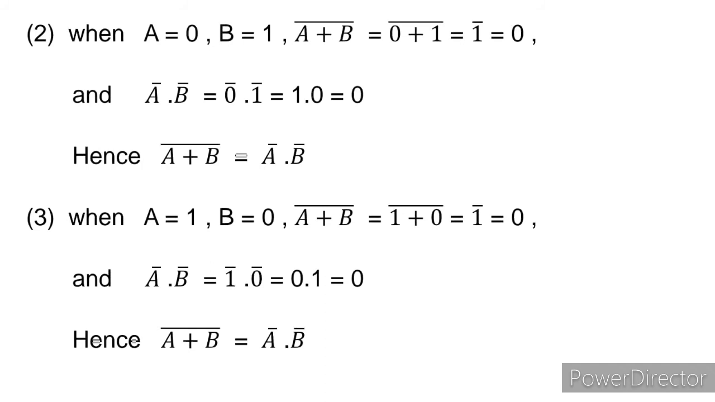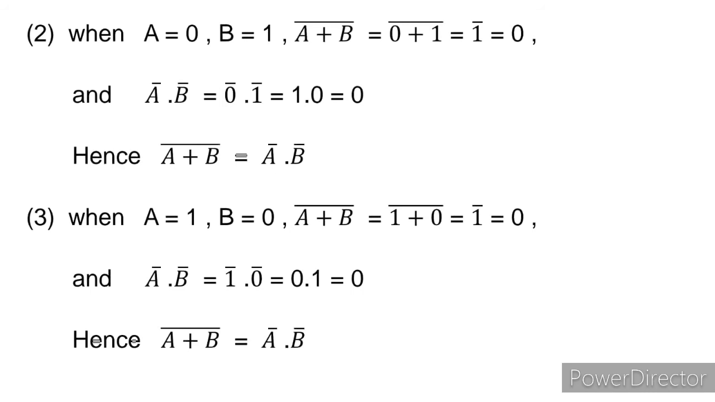As you know, if you take 1 bar, it means inverting. If 1 is taken, its bar will be 0. If 0 is taken, then its bar will be 1. And in products, as in an AND gate, if any input is off, the output will be off. So 1 dot 0 gives 0. Hence this proves (A plus B) bar is equal to A bar dot B bar.